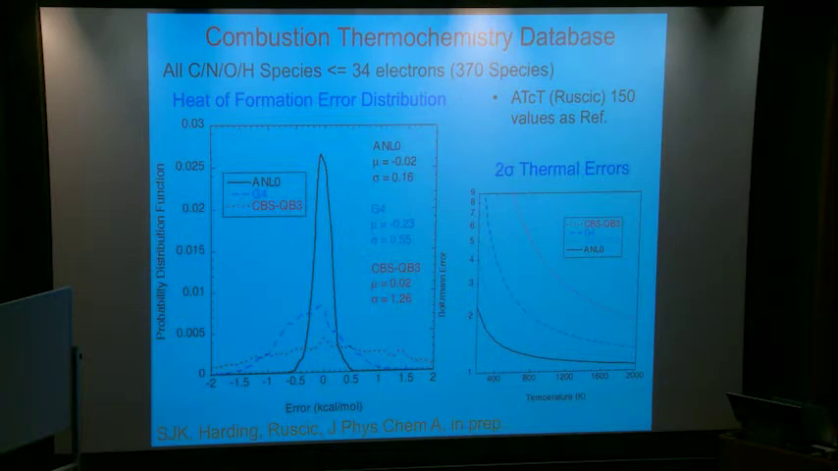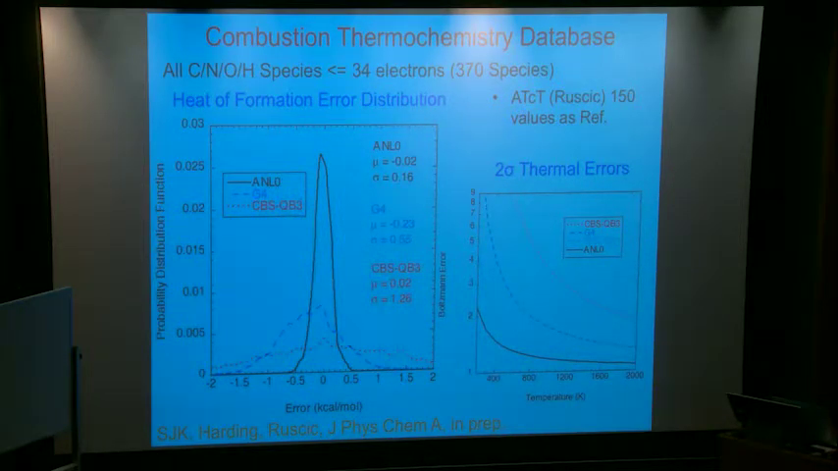We can't go beyond 34 electrons more or less. 34 electrons takes you to about 4 or 5 heavy atoms. Things like butane are more or less the limit. But it's a good benchmark, and so we can then test different methods against this. Furthermore, it gives us a way to basically nail all of our core species.